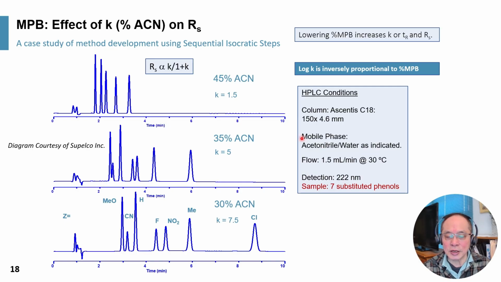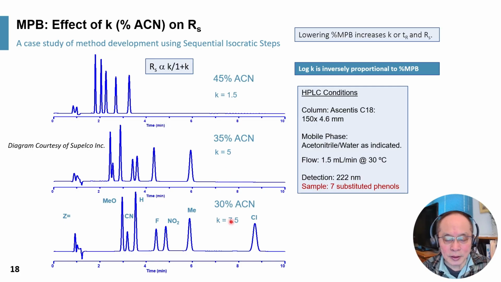The HPLC conditions shown here use a Supelco Ascentis C18 column, a mobile phase of acetonitrile and water at different concentrations of acetonitrile, the flow rate, the detection wavelength, and 7 substituted phenols. Now we continue to lower the solvent strength by going to 35% acetonitrile. Things are getting much better. You can see that the k is increased from 1.5 to 5, and it's almost there. The only problem is peak 1 and 2, methoxyphenol and cyanophenol, are not separated.